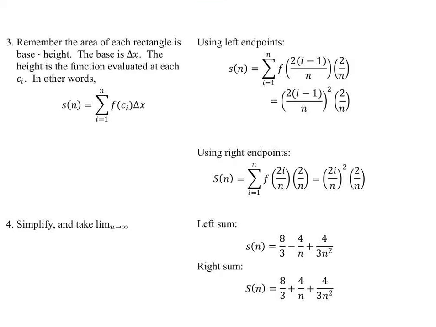Here's where it gets a little tricky. So step 3. Remember that the area of a rectangle is what? Base times height. So the base of the rectangle is delta x. Let me put a little sketch back on here. Here's my thing. I got this rectangle sitting here. The base is delta x, the width of the rectangle. Okay? What's the height?